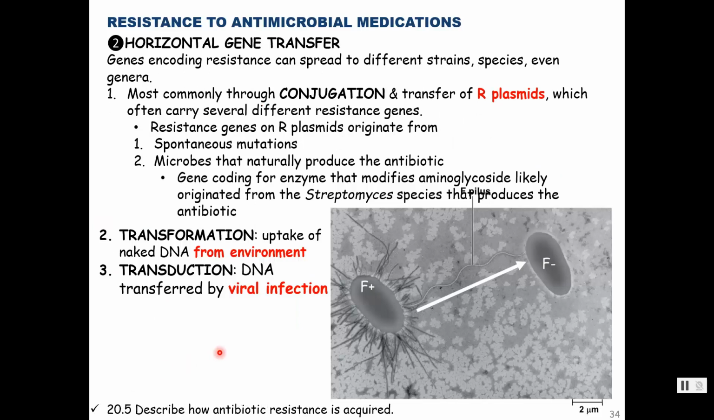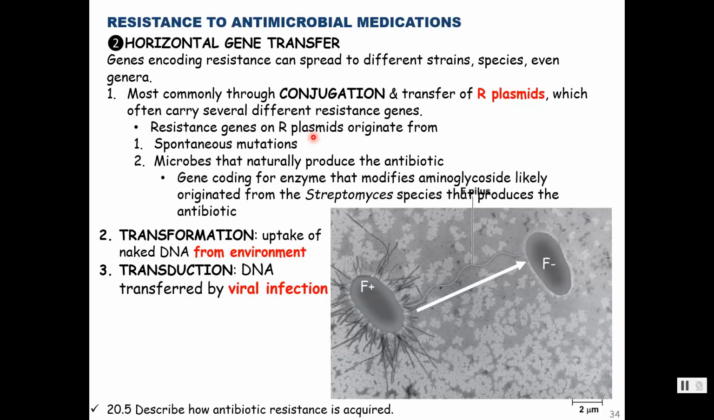Now horizontal gene transfer; hopefully this is review for you from our microbial genetics. Horizontal gene transfer occurs between different members of bacteria, could be different strains, species, even to the point of genera. The most common way of giving resistance is through conjugation, through that sex pilus, so transfer of those R plasmids. R stands for resistance. Often there are going to be multiple resistance genes on that same plasmid.